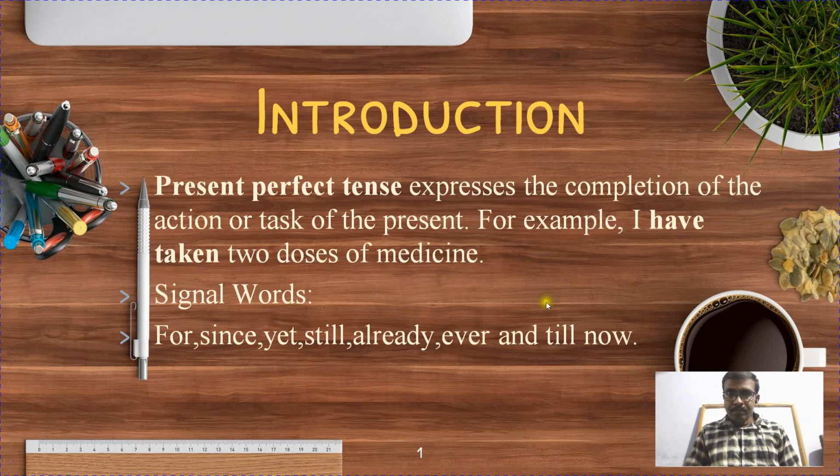For example, I have taken 2 doses of medicine. He has taken 2 doses of medicine recently, or presently. The words which are attached with the present perfect tense are mostly for, since, yet, still, already. I have completed my work already. Ever. And till now: I have not completed my work till now.